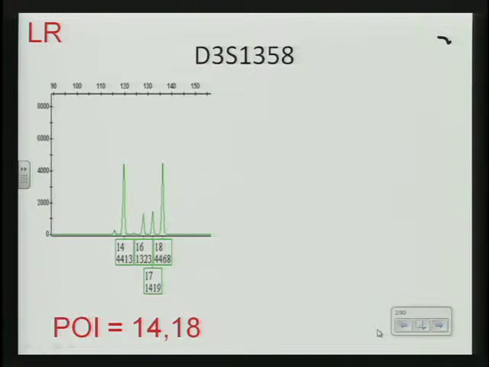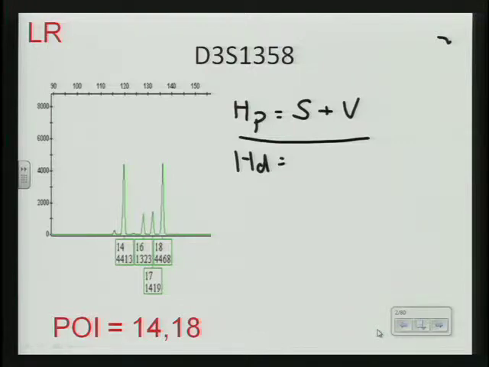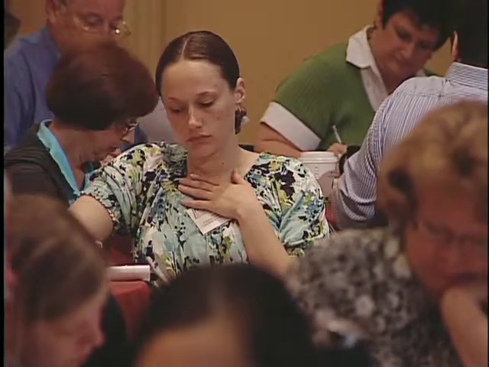In this particular instance I'm going to have HP, the prosecution hypothesis, equals suspect, I know it's perhaps not PC, but can I use S for suspect because it's easier to write than POI? Suspect, or in fact wearer in this instance, plus victim, and we're looking for the female in this instance. Everybody happy with that? Divided by HD equals suspect plus unknown. Everybody okay with that one?